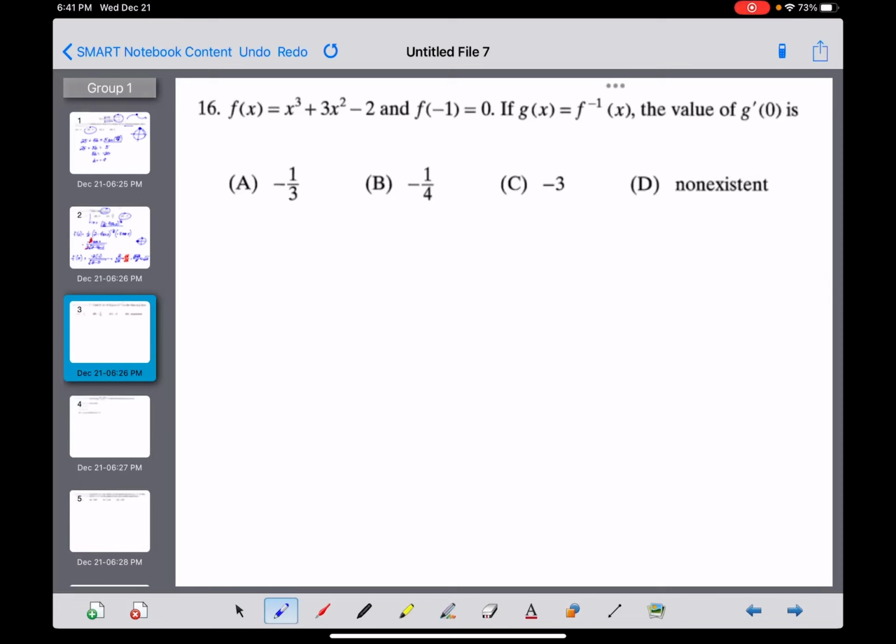Okay, in number 16, they've given you a cubic function right here, f of x, and they've told us one particular value of the function, which was nice of them to do, but I don't think they needed to. I think we probably could have plugged -1 in here for x ourselves and gotten that same result, right? It'd be -1 plus 3 minus 2, and sure enough, that's 2 minus 2, which equals 0. Thanks, guys. Anyway, here we go.